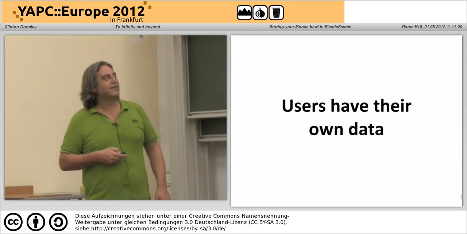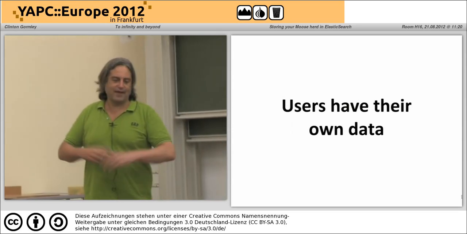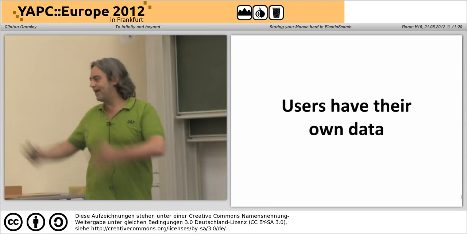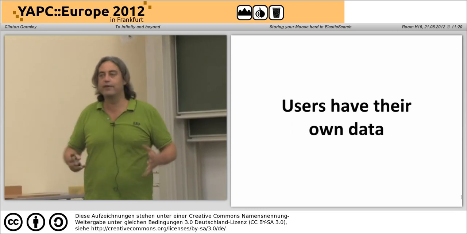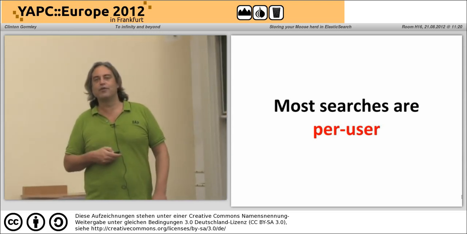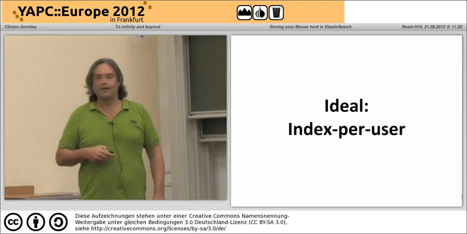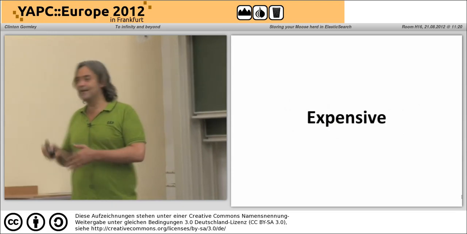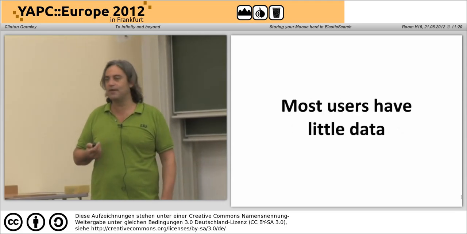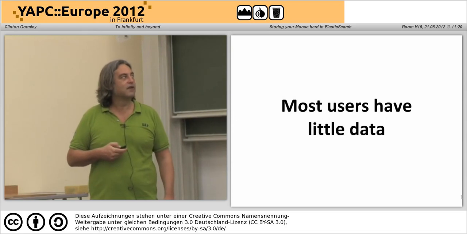Index per user. Typically, now a user might be a mailing group, or a client who wants a website, or whatever it is, however you classify a user. Typically, users have their own data. And most searches are per user. So the ideal thing would be just to have an index per user. But we know that this is expensive CPU and RAM-wise, so we need to be a bit clever about it.